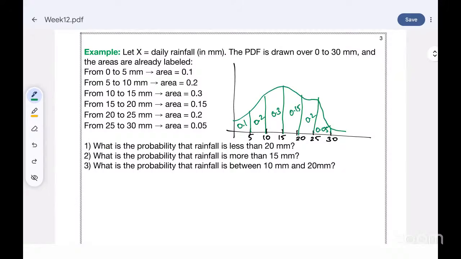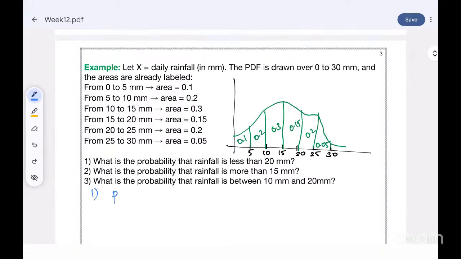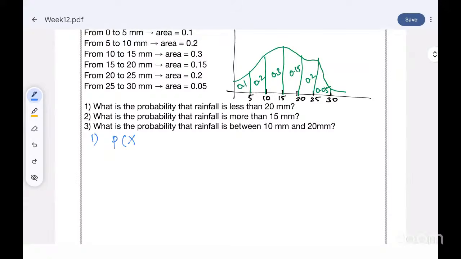So if you have this kind of PDF, now find the probability that rainfall is less than 20 mm. How do you find the probability in such a case? Addition of all the areas below 20. 0.75. Yes, the probability of x less than 20. So we are just adding up everything: 0.1 plus 0.2 plus 0.3 plus 0.15. What's the answer? 0.75. Very good.